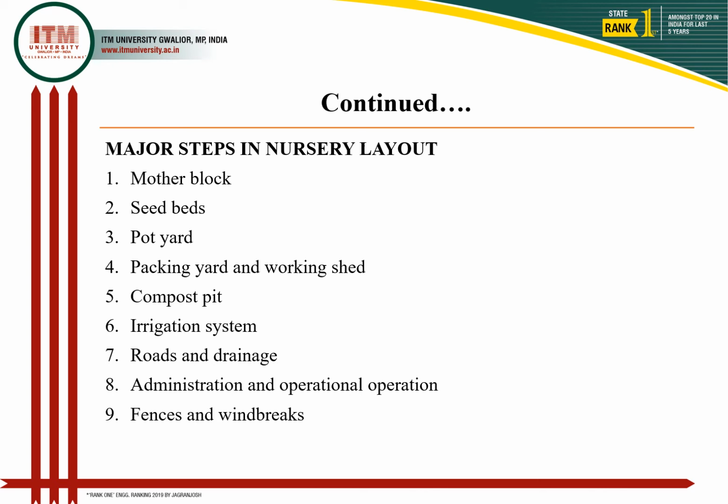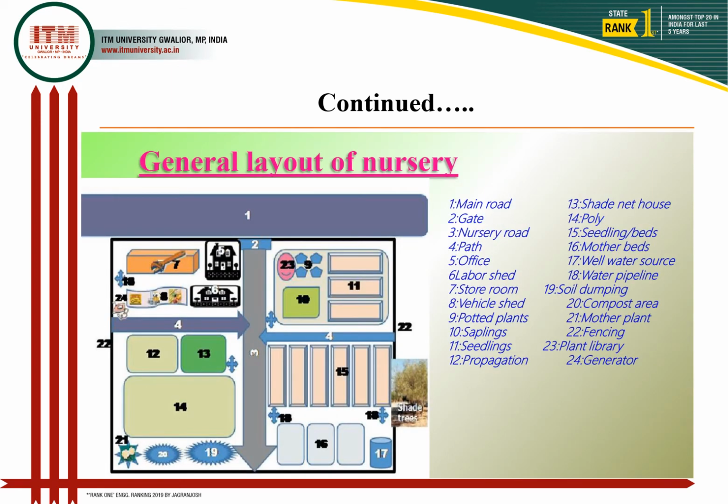There should be an administration and operational office, because this is the main center for record keeping and, you can say, for the promotion of the nursery. Another is the fences and windbreaks for protection from climatic factors as well as from biotic factors. So you can see the general layout of a nursery, and you can understand what the important components in that nursery are.